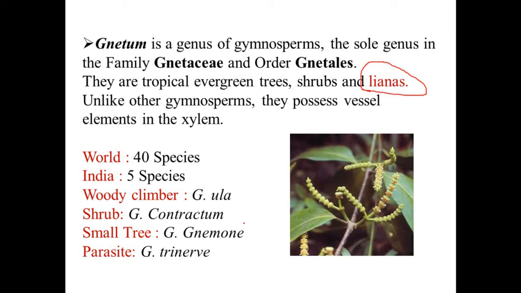As far as its distribution is concerned, overall in the world there are 40 species. In India only 5 species are there, among which Gnetum ula is a woody climber, Gnetum contractum is a shrub, Gnetum gnemon is a small tree, whereas interestingly Gnetum trinerve is parasitic in nature.